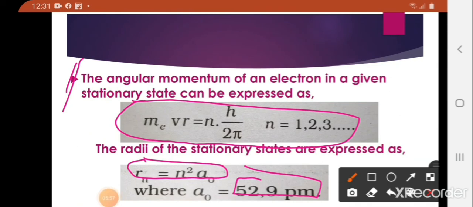So this will be the radius of the hydrogen atom, since it has only one stationary state. From the equation of radius, we can say that as n increases, as the principal quantum number increases, the radius increases, that is, the electron is farther away from the nucleus.